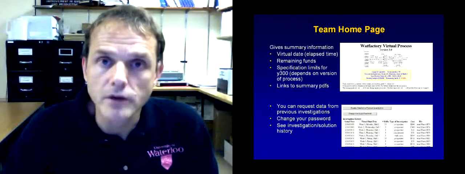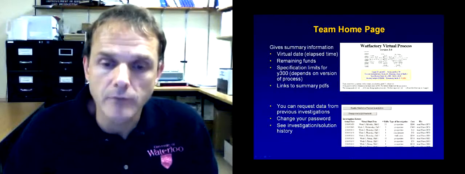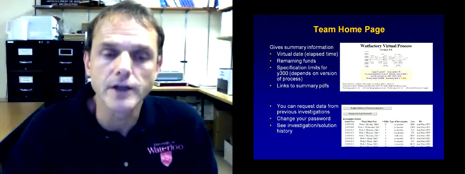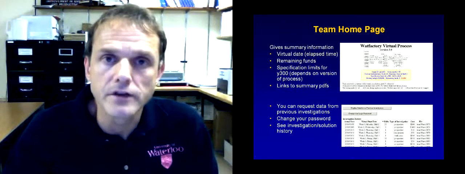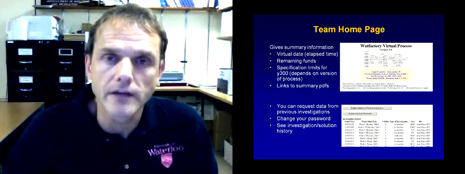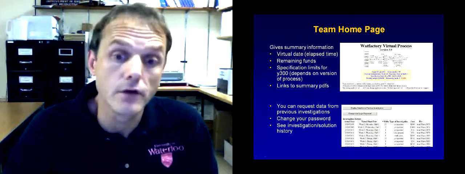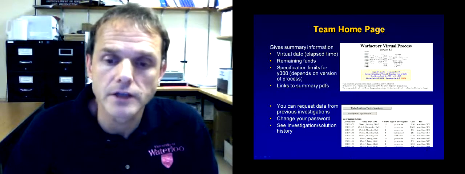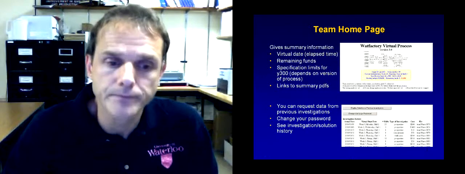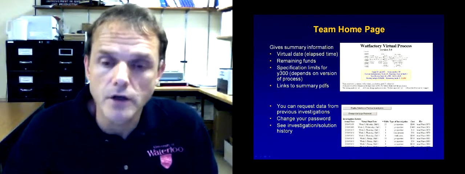If you scroll to the bottom of the team homepage, the bottom of the slide shows you further information that you can obtain about your particular version of watfactory. What you can see there is you're allowed to look at data from any previous investigation that you've already run. And you also see a history log showing you all the previous investigations, in addition to any solutions that you've tried. Finally, if you like, you can also change your login password.